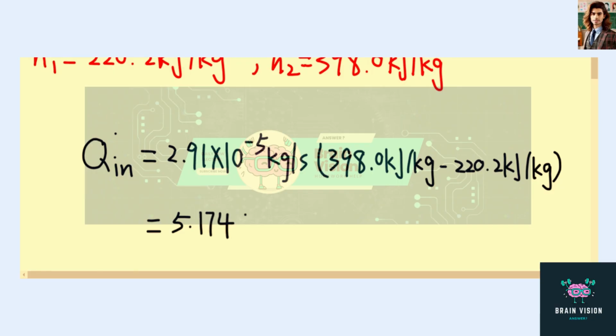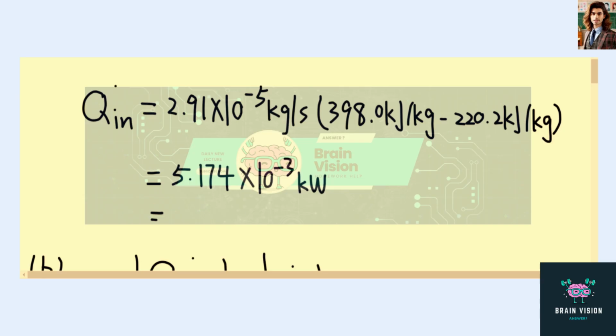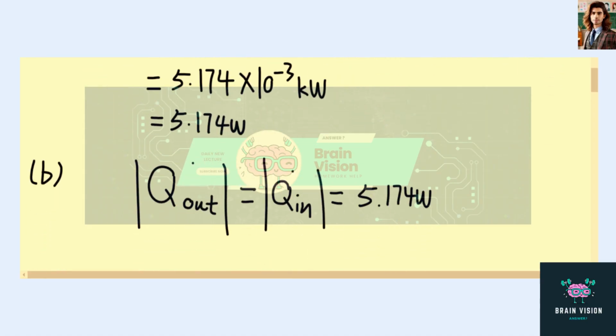5.174 kilowatts. I'm sorry, no. I forgot something. Times 10 to the power of negative 3 kilowatts. Okay, which is equal to 5.174 watts. So now we figure out the rate of the heat that was absorbed from the air, which means that the air was losing the heat at 5.174 joule per second.